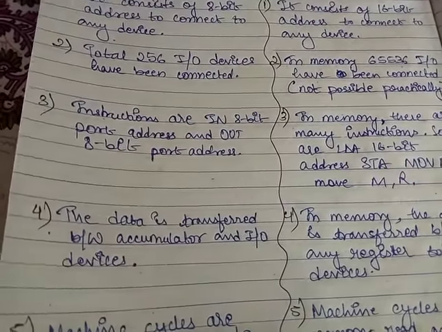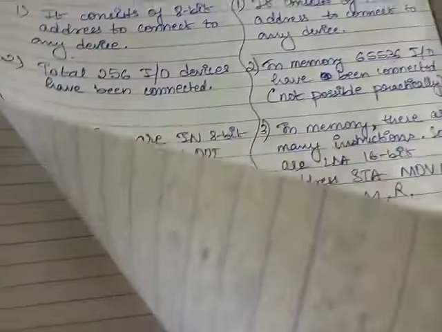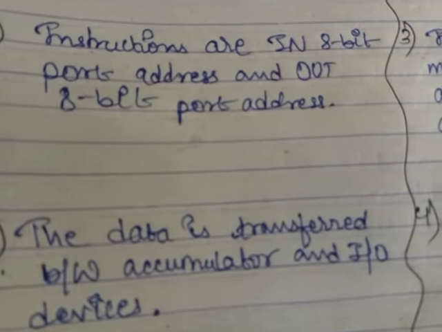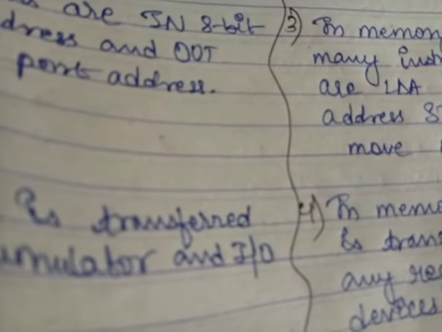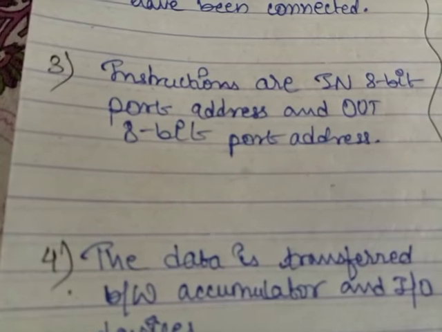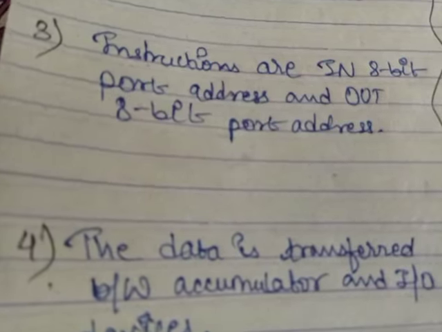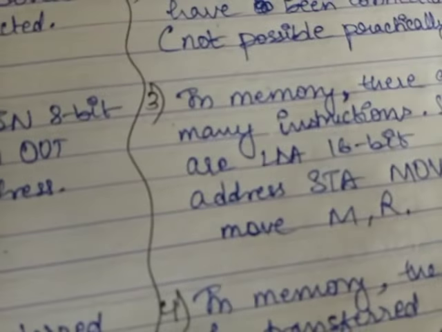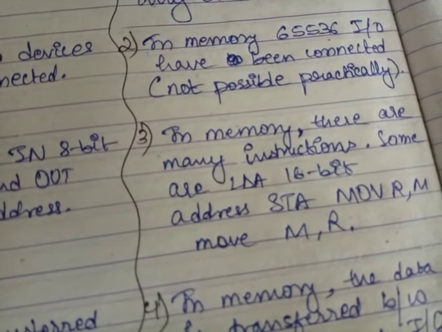Instructions in peripheral mapped I/O use an 8-bit port address, and in memory mapped I/O, a 16-bit address. The IN and OUT instructions are 2-byte instructions. Here the load and store instructions are 3-byte instructions.